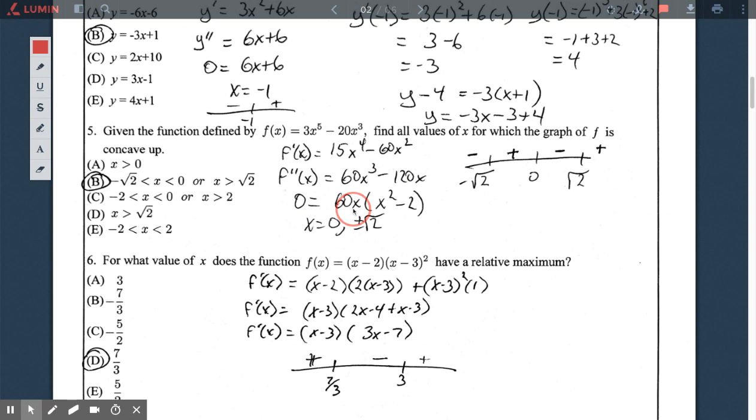I factored out 60x, which gave me x squared minus 2. Set both of those equal to 0. The 60x is going to give me 0. The x squared minus 2 is going to give me plus and minus the square root of 2.